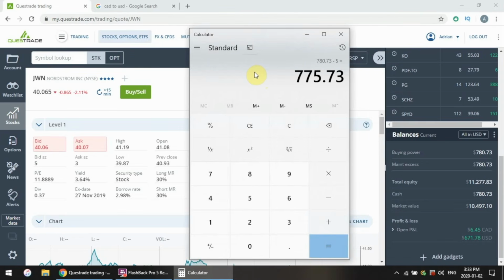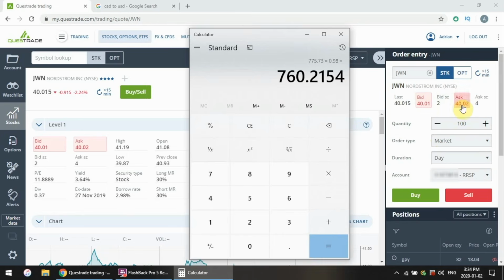After commission, I have $775 US to invest with, but I need to take away a 2% conversion fee, so I will multiply by 0.98. And you can see that I've lost about $15. That's the currency conversion fee that I pay. So now, after I've paid commission fees and the 2% conversion fee, I have $760 US to buy Nordstrom stock with. Let's scroll back up.